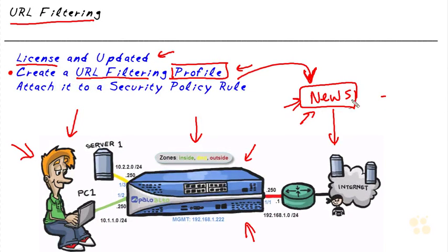So in our example, we could tell the Palo Alto that any sites that have been categorized as a news website should not be allowed, meaning Bob should not be allowed to access them. And once we create that profile, we'll then go to a security rule that we have that's allowing Bob to go out to the internet at all, and we're going to attach that profile to the existing policy.